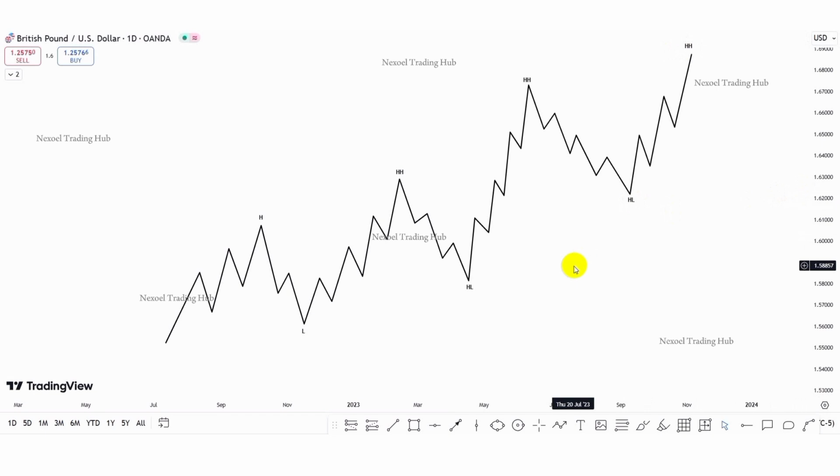The market is fractal in nature. What I mean by the market being fractal in nature is that you see structure in all time frames. You see structure in the higher time frame, and you also see structure in the lower time frames.